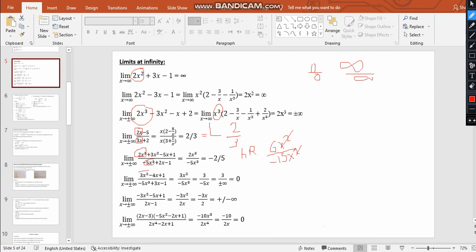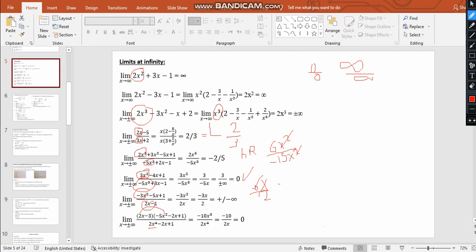Here it's highest over highest, so it's 3 over, I have the cube down, so x squared on top and x cubed remains, x down, a number over infinity, 0. Here, minus 3x squared over 2x, so minus 3x over 2, so it's plus or minus infinity because x is up. You can apply L'Hospital's rule, it will be minus 6x over 2, so it's plus or minus infinity. Here the highest power is 2x times minus 5x squared, minus 10x cubed over x to the 4, so it's minus 10 over 2x, a number over infinity, 0.